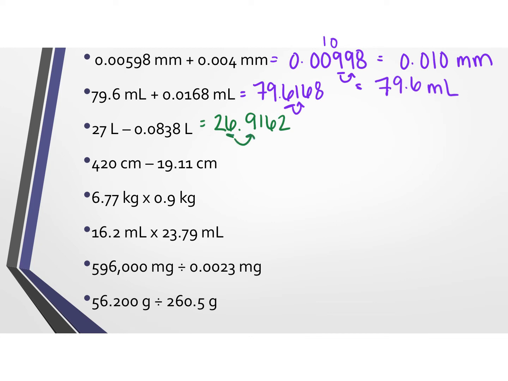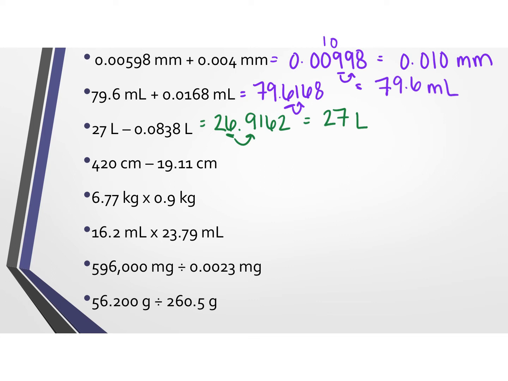So look at the 9. What does that cause me to do? Okay, so you end up with 27 liters. Is it okay that my answer is still what I started with? Yeah, I mean, think about it. If I had 27 liters and I just took out like 0.0838 liters, is it still essentially 27 liters? Okay.